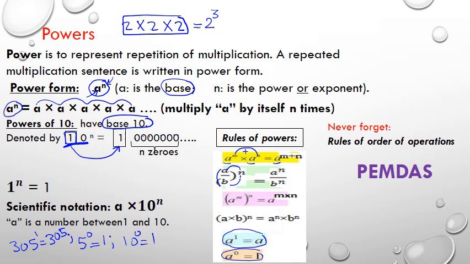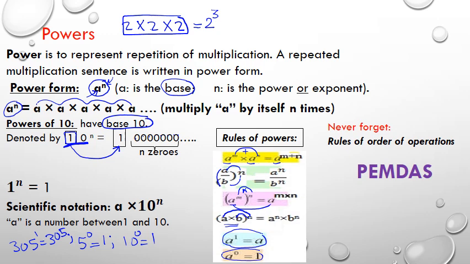Now if we have a to the power m, all of it to the power n, the base stays a and we just multiply the powers together, m times n. Now the last rule of power is if we have a times b to the power n, two numbers multiplied together both to the power n, then this power is first for a and it is second for b. So it's written a to the power n times b to the power n.